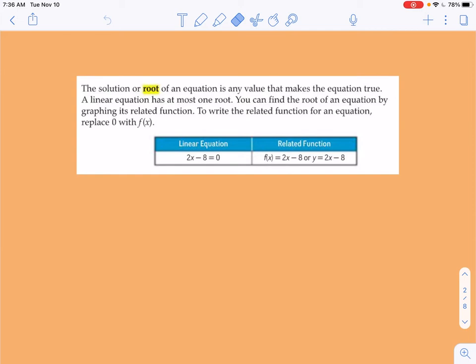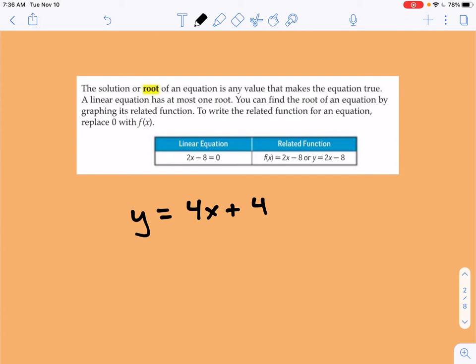Pretty much all this is saying is, if you have an equation, and let's say we have the equation y equals 4x plus 4, it's saying that there is a value that makes this equation true, and it makes the equation true when you set y equal to 0.